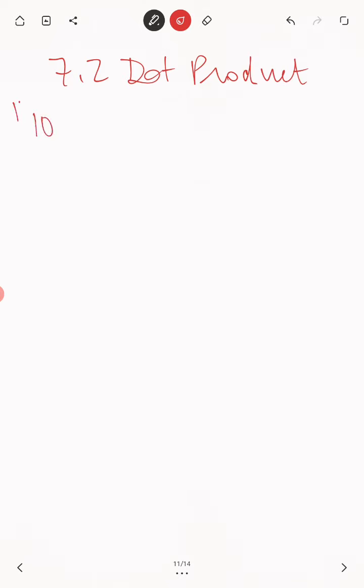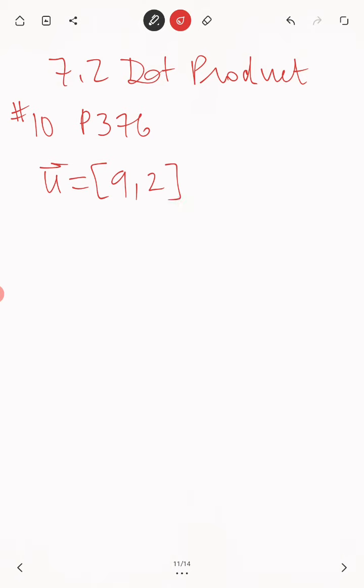One more last quick example for 7.2, dot product, and that is going to be question 10 on page 376 in your textbook. The question says find a vector that is perpendicular to vector u equal to 9, 2.